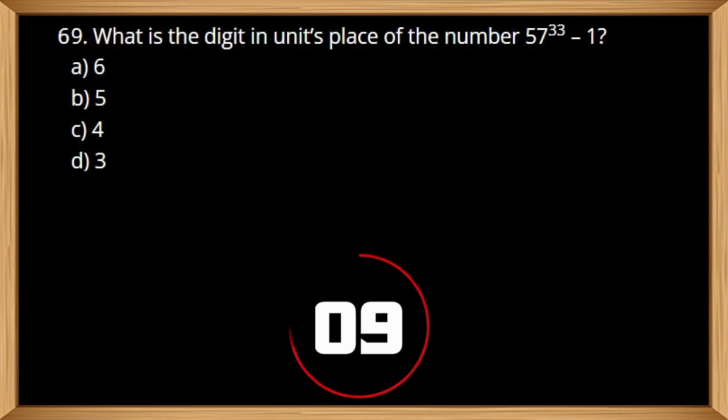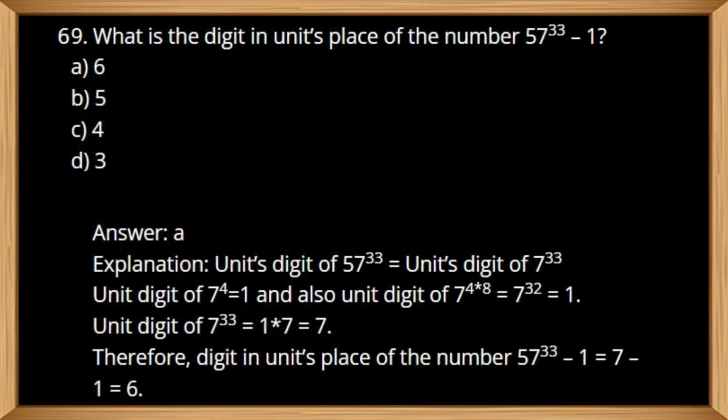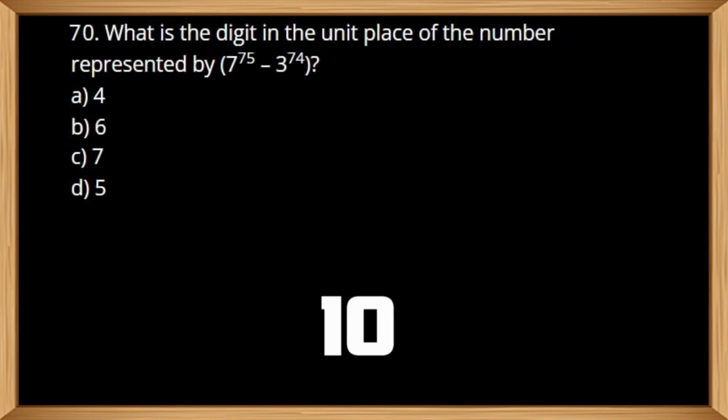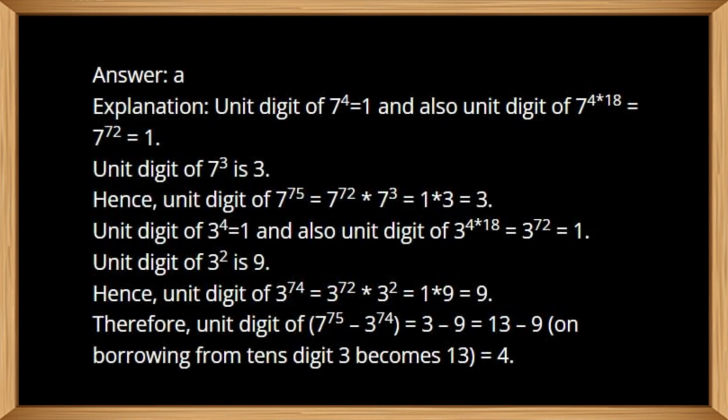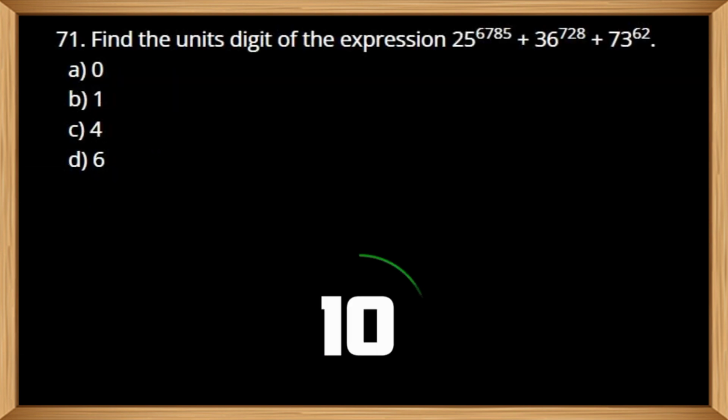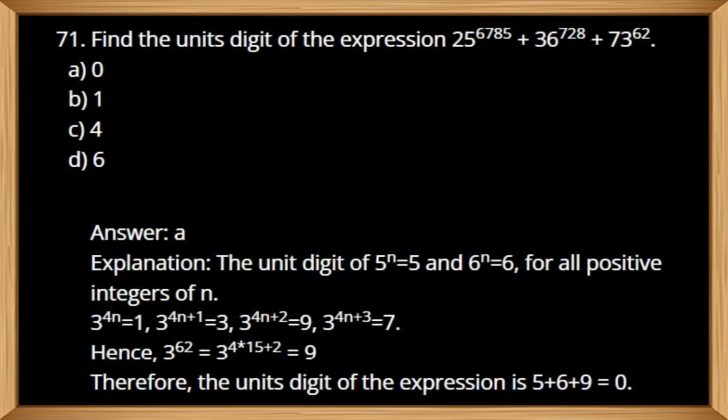What is the digit in unit place of the number 57 power 33 minus 1? Option A 6. What is the digit in the unit place of the number represented by 7 power 75 minus 3 power 74? A 4. Find the unit digits of the expression 25 power 6785 plus 36 power 728 plus 73 power 62.